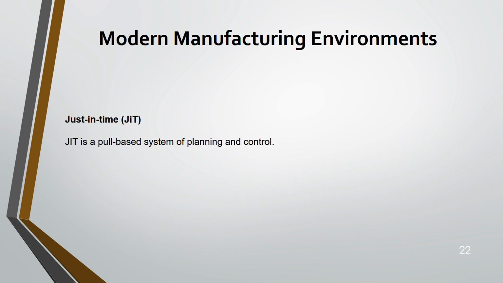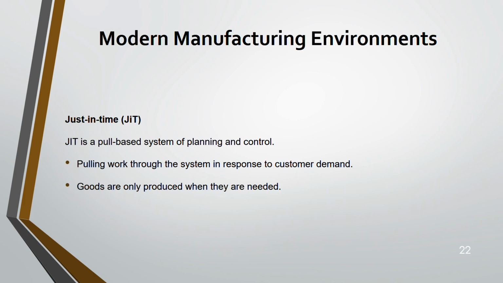Next approach is just in time. Modern manufacturing environments do not keep everything in stock. Now it's a pull-based system. Based on the customer's demand, they are going to order stocks. That's why it's pull. It's not push-based, it's pull-based. Goods are only ordered when they are needed. So this eliminates the large inventories of materials and finished goods.